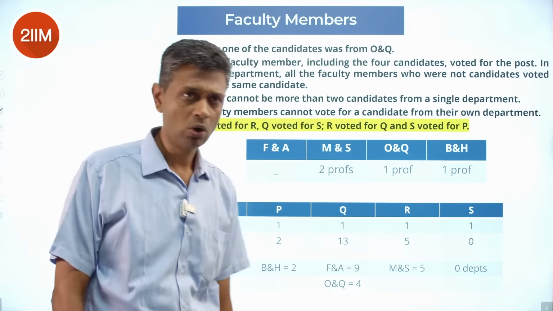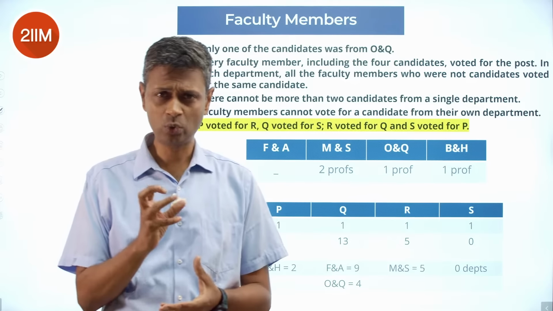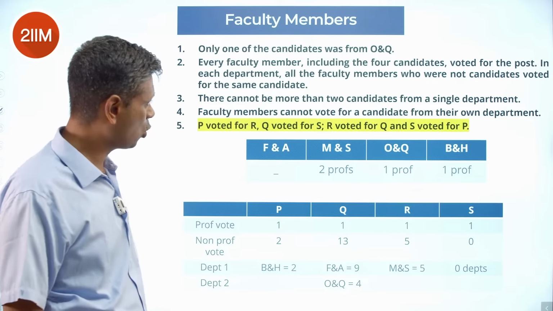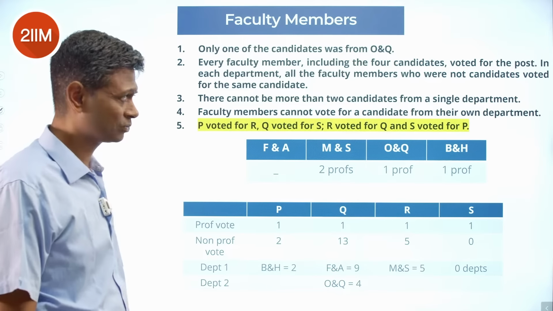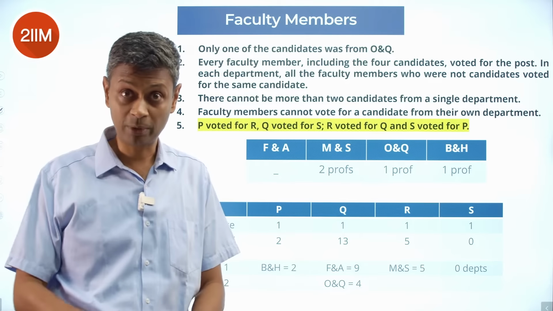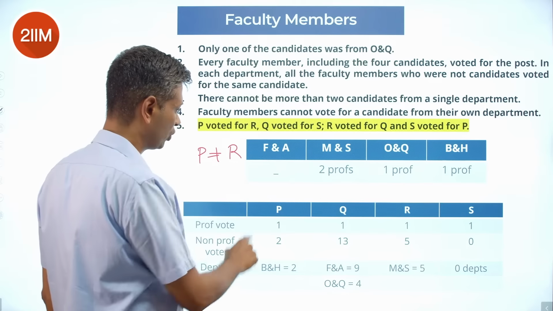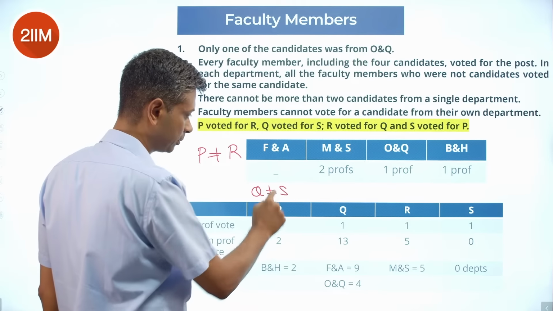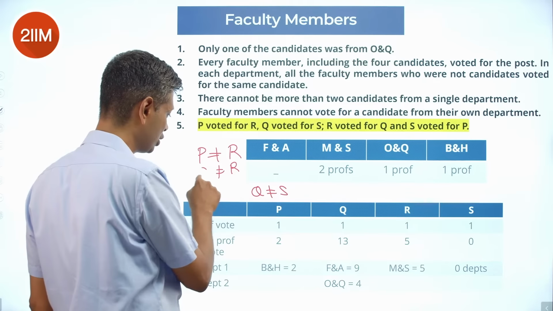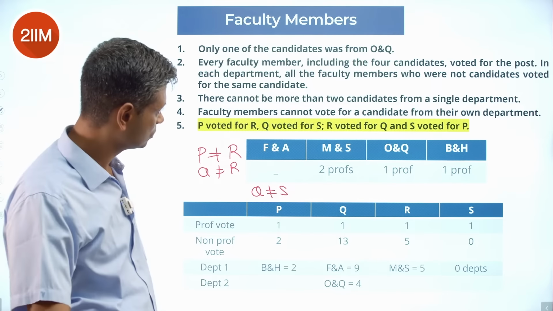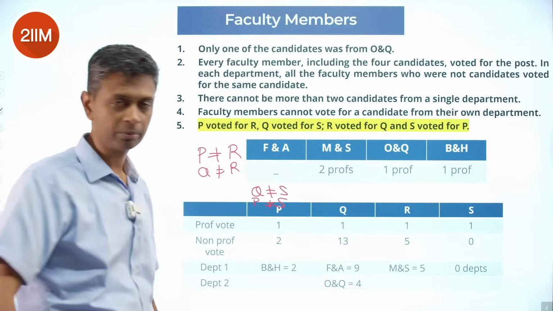M and S, there are 2 profs, O and Q, 1 prof, B and H, 1 prof. Now we'll look to unlock this. We'll have to figure out, hey, who votes for whom? We'll have to figure that part out. Right? P voted for R. So P and R are not from the same department. Q voted for S. Q and S are not in the same department. R voted for Q. R and Q are not from the same department. S voted for P. S and P are not in the same department.